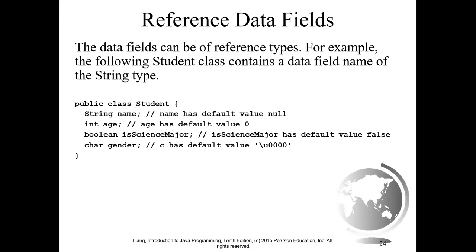As we say, the data fields can be of reference types. For example, for the following Student class, which contains a data field of the String type. Actually, for the Student class, we have four data fields. The first one is name, the second one is age, the third one is whether the student is a science major or not. Here we should be careful, it is boolean. And also we have the fourth data field, the gender, where we are using a char to indicate it.